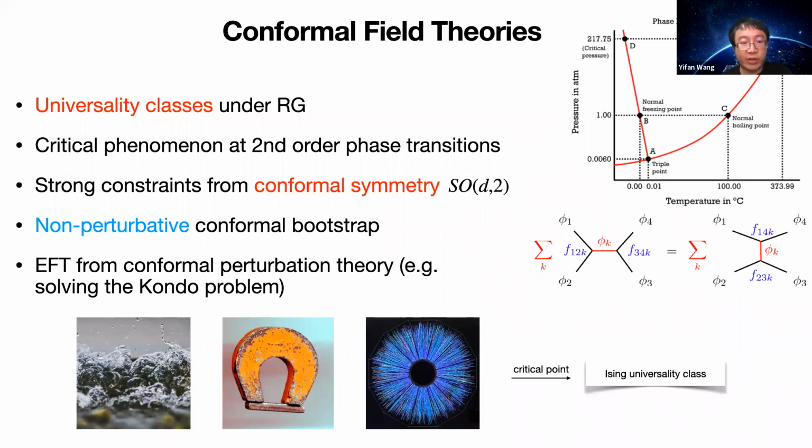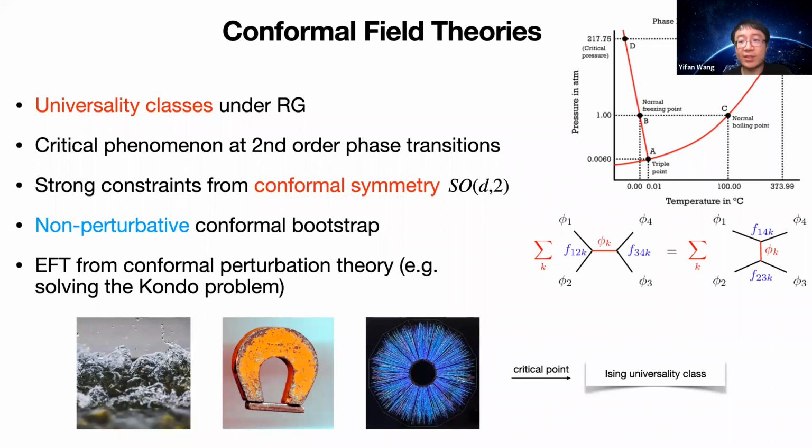So let's first talk about the first approach, which is the direct study of the IR fixed point. As I mentioned, this fixed point in unitary theories is expected to have enhanced conformal symmetry, and the corresponding theory is given by a conformal field theory. These conformal field theories are universality classes of RG, and they capture critical phenomena at second order phase transitions. A typical example is the case of water, as we all know. If you look at the phase diagram of water, you see that at a certain critical temperature, there's a critical phase that appears.